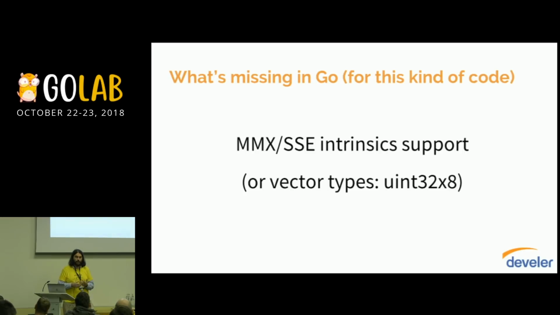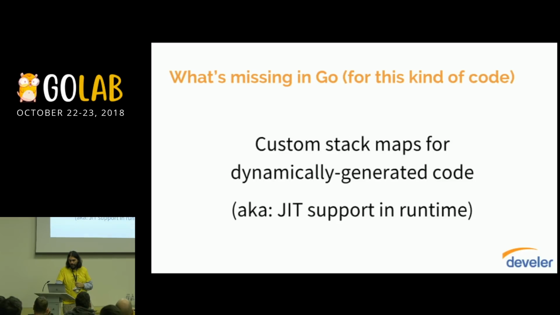Also for crypto code, Go uses assembly to use intrinsics, but that's a problem. A good approach in Rust is to use vector types. So I think this is a good avenue that Go could use: expose vector types and then let the compiler generate SSE opcodes from vector types. And the stack map for JIT.